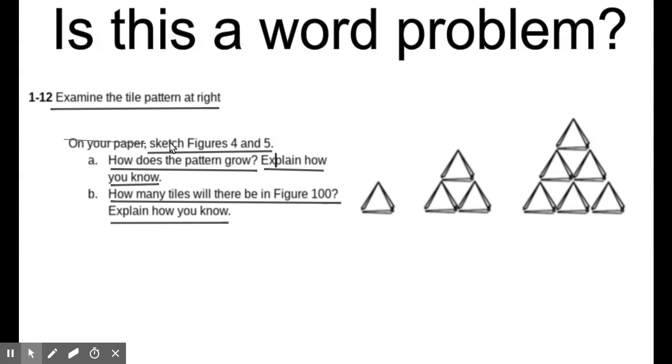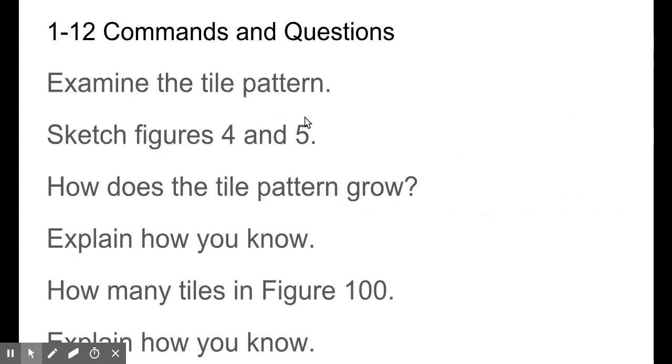Now, notice that on your paper, there's also this other verb, sketch. Sketch figures 4 and 5. That's a verb. Also, explain how you know. That word explain appears a whole lot, and explain how you know here in section B. So as you notice, there's a bunch of little questions and commands hidden within this problem. So my recommendation is you take those commands and questions and pull them onto a separate sheet of paper where you can organize it without all the other gobbledygook.